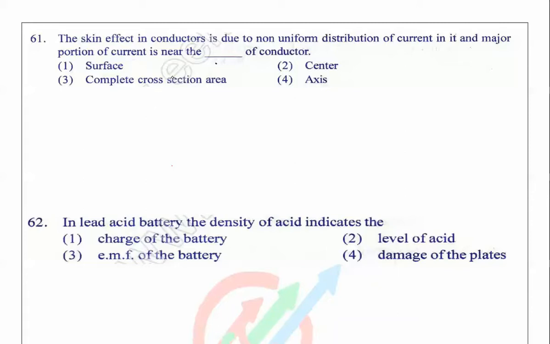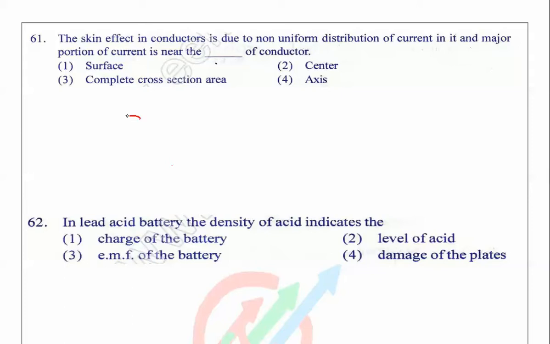In this session, we will continue our Telangana State Transco 2015 Assistant Engineer Electrical Solutions. Now, the question on the screen is: the skin effect in conductors is due to non-uniform distribution of current in it, and a major portion of the current is near dash of the conductor.